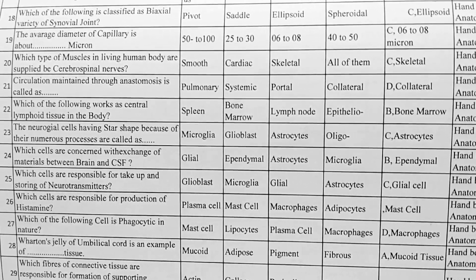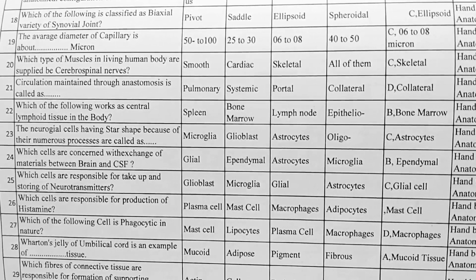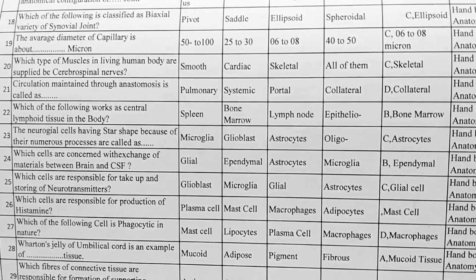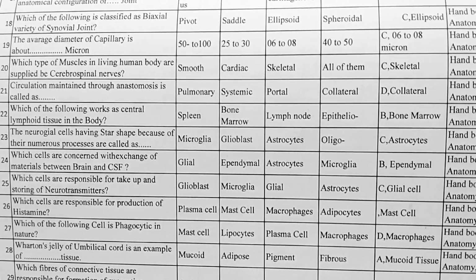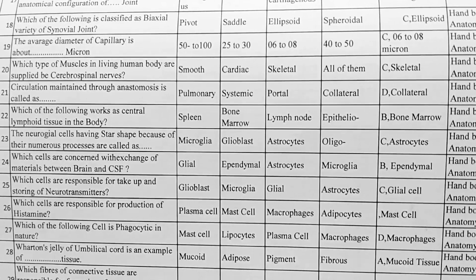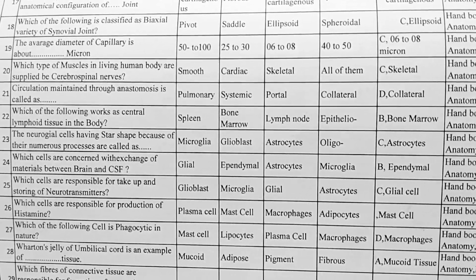Next, which cells are responsible for production of histamine? Options: plasma cell, mast cells, macrophages, adipocytes. Option B is correct, mast cell.